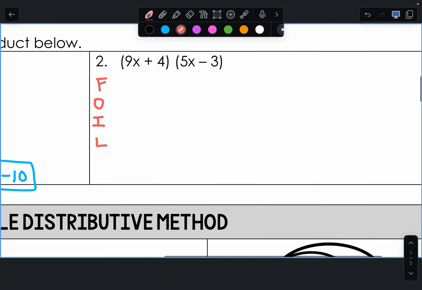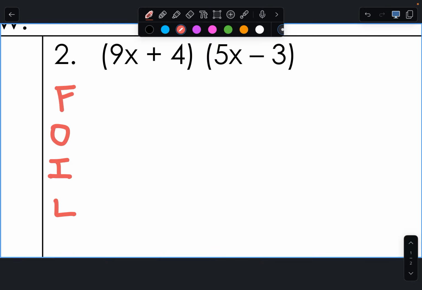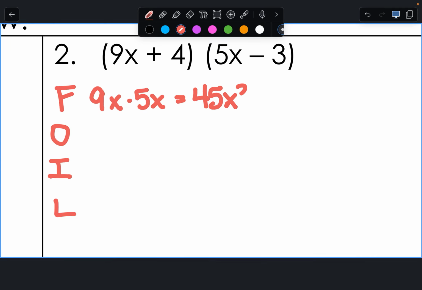All right. The first two terms on number 2: 9x times 5x gives us 45x squared. The two outside terms: 9x times negative 3 gives us negative 27x.